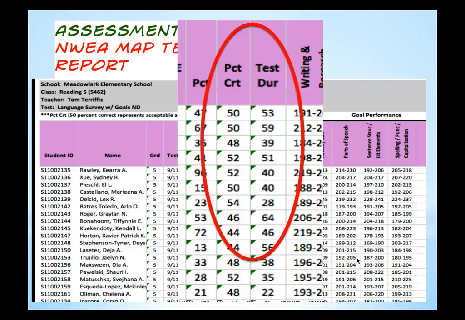And then we have the test duration that helps us understand how long it took the student to take the test. This information sometimes, when you're looking at NWEA data, if it's not matching other reports, or if all of a sudden there's an extreme change, looking at the percent correct and test duration is a piece of information that can help you understand the validity of the report.